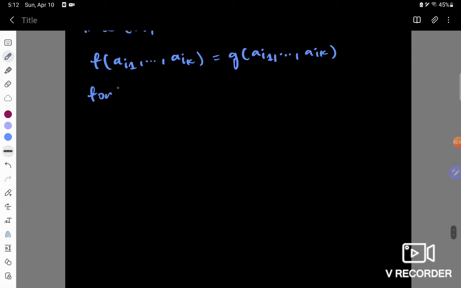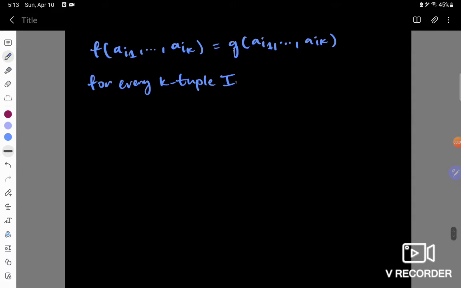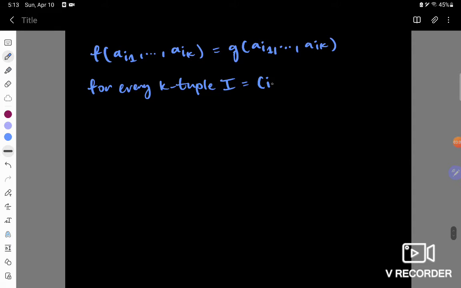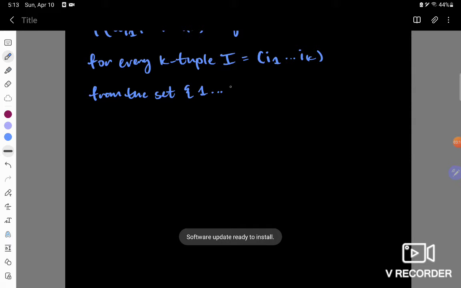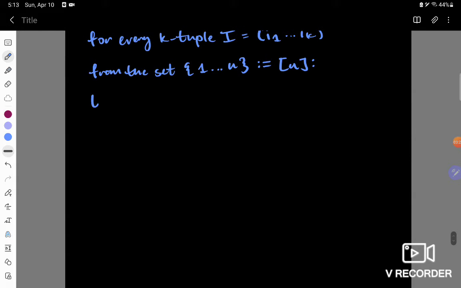for every k-tuple, big I equals I1 through I sub k from the set 1 through n, which I will also just start denoting by this shorthand notation. Then we claim that f simply equals g.